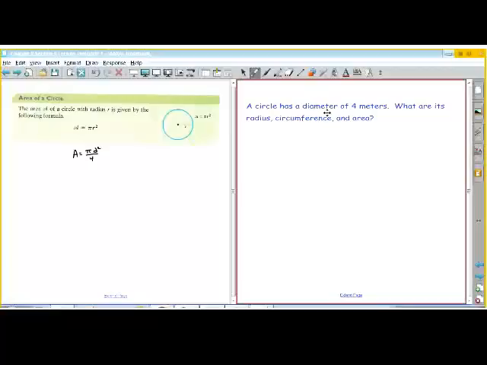So, again, you're given some dimension of the circle, either the diameter or the radius, and they ask you to calculate the other 3 things. So in this case, we're given the diameter. So I'm going to say D is equal to 4 meters. The radius is the diameter divided by 2. So that's 4 meters divided by 2, which is 2 meters.